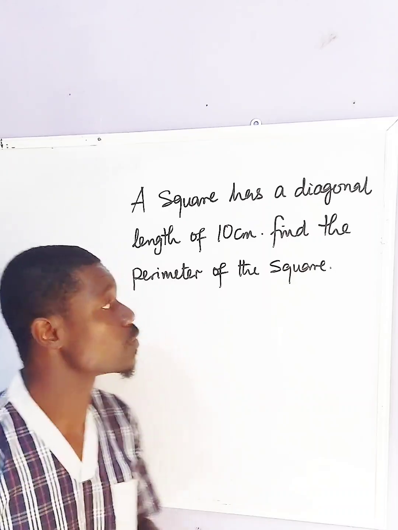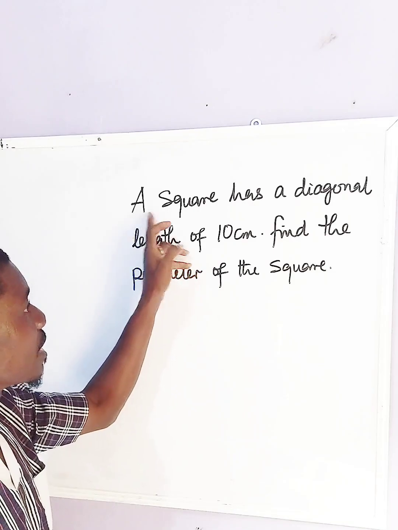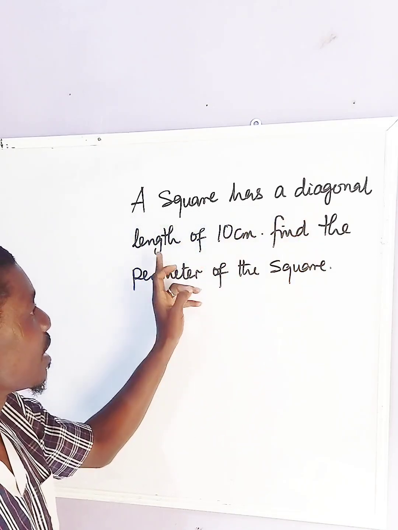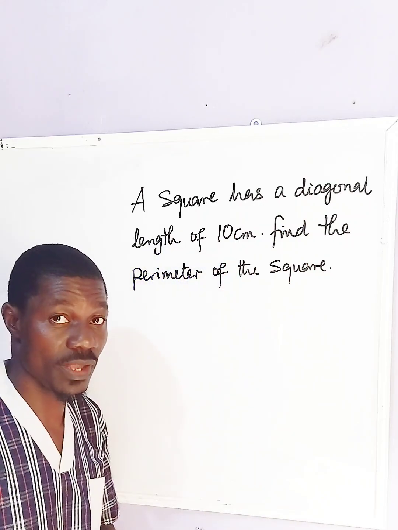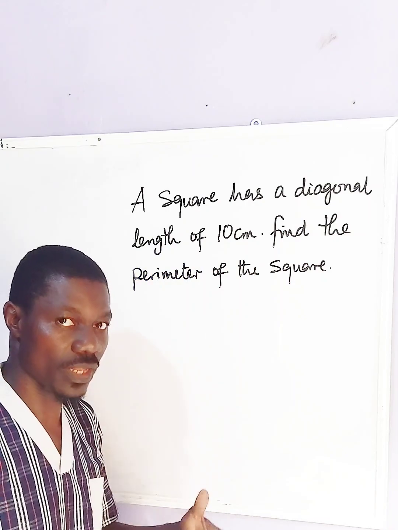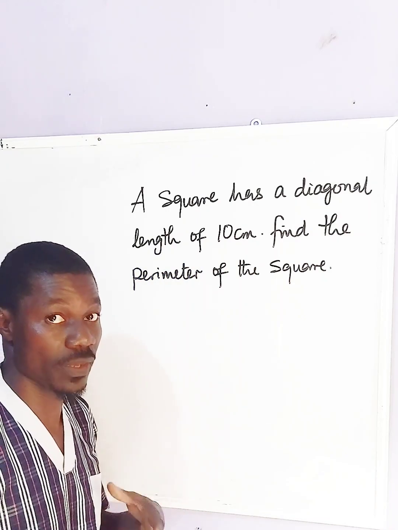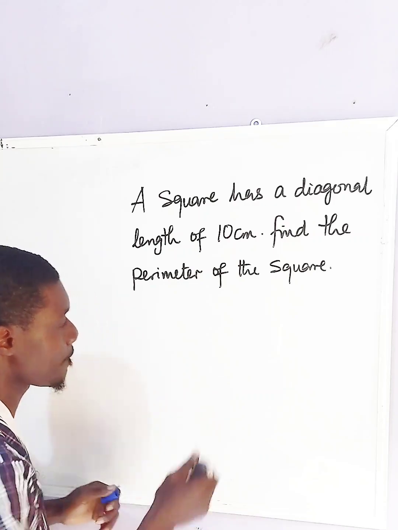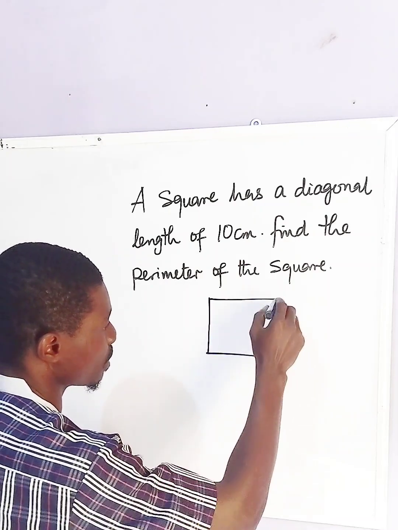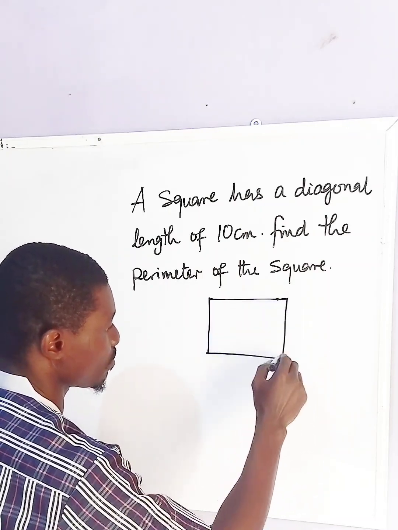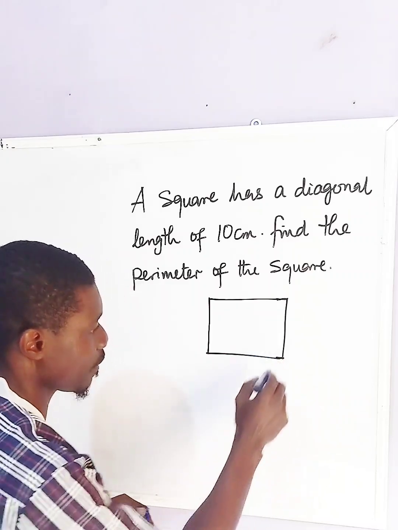Now before us is this word problem, and it says that a square has a diagonal length of 10 centimeters. Find the perimeter of the square. First of all, let us draw out the shape, a square. This is actually not drawn to scale, but I will try to make it a best fit.